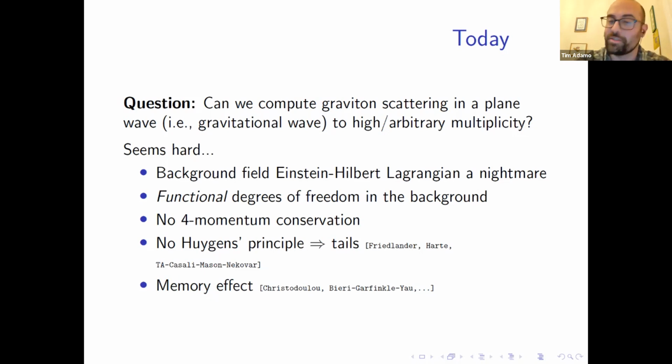So there's no Huygens principle for gravitational perturbations in a gravitational wave. And what that means is that the gravitons, they don't just scatter off each other, they also scatter off the wave itself.